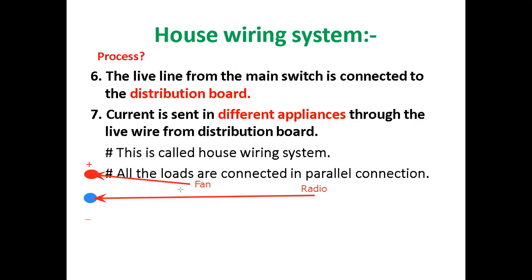From fan, one to the plus point, one to the minus point. From radio also, one to the plus point and another to the minus point. This type of combination is parallel combination. In the house wiring system, only parallel combination is applicable. Okay, in this way house wiring is done.